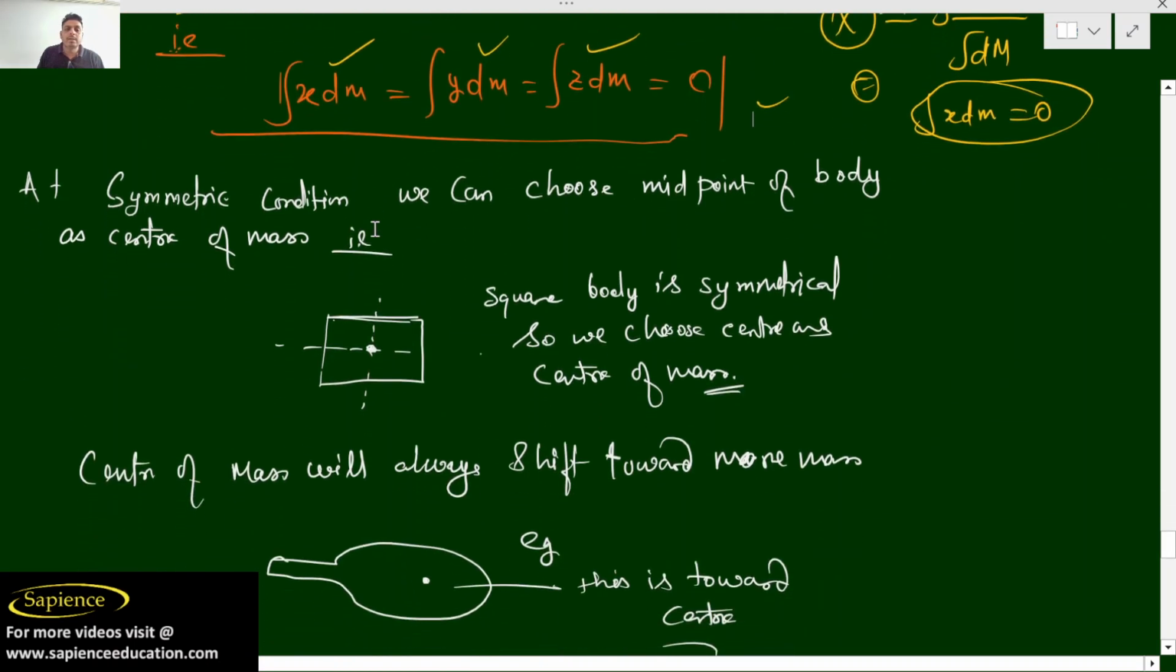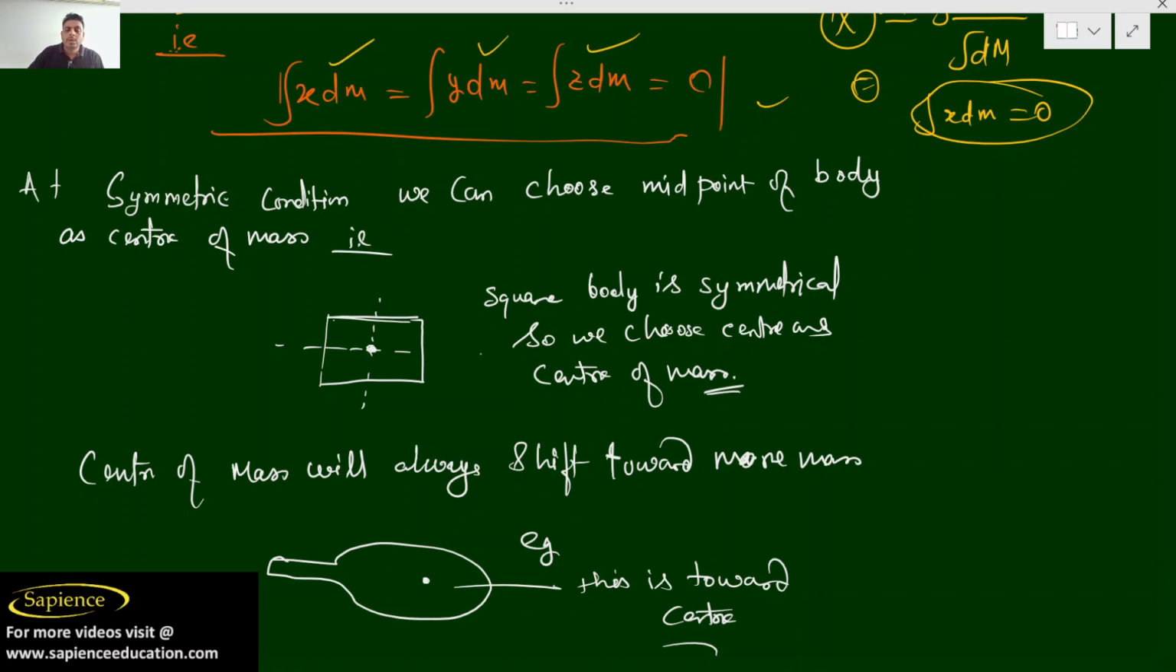Now, in a symmetrical condition, we can choose the midpoint of the body as the center of mass. While solving a problem, you can use this method whenever there is any symmetrical condition. Symmetric means what? Two sides. See here, for example, I am drawing this.